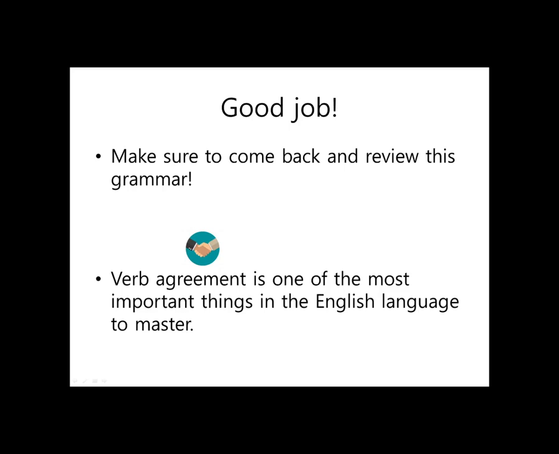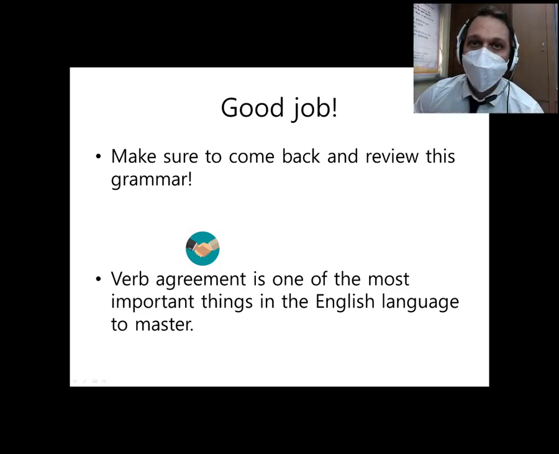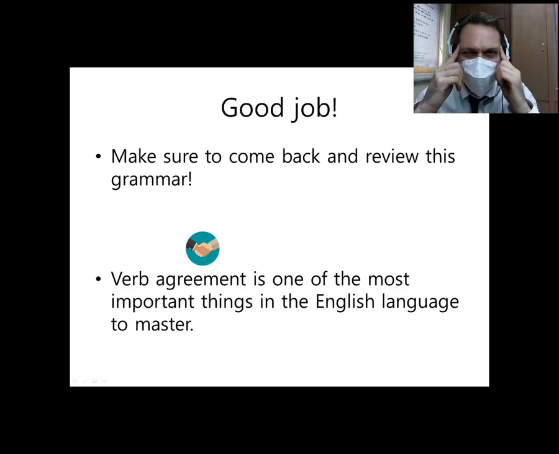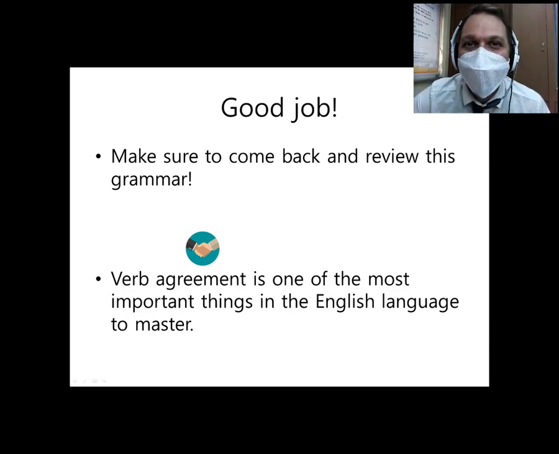Okay, good job. Make sure to come back and review this grammar. Verb agreement is one of the most important things in the English language to master. Okay, so it's quite difficult, but very, very important, especially at middle and high school. You need to know how to use correct verb agreement with the be verb. Okay, so if you can't remember, you don't know, rewatch the video and practice. Okay, and then we'll move on to part 2 in the next video for our comparative adjectives.